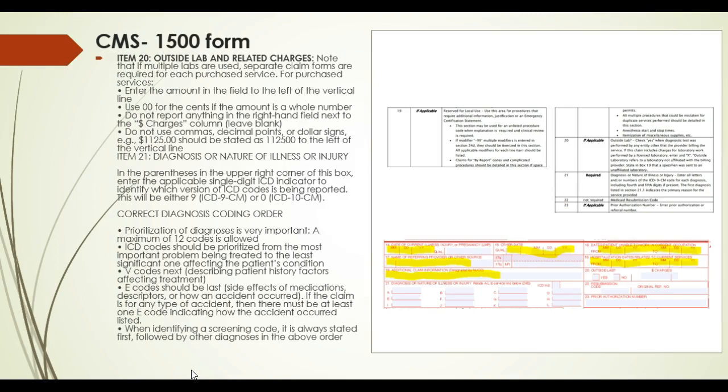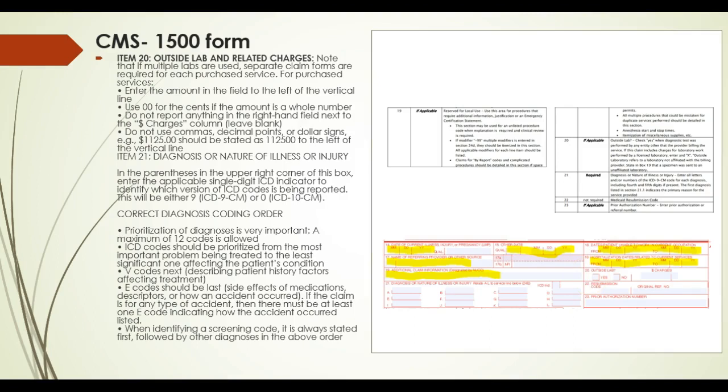Let's look at item 20. Item 20 is outside lab and related charges. For outside lab and related charges, just note that if you have multiple labs, a separate claim has to be used for each purchased service. And you're going to enter that amount in the field to the left of the vertical line. So that would be item 20, which would be right here for outside lab.